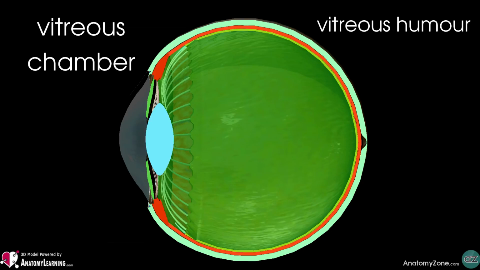So that's an overview of the gross anatomy of the eyeball. In the next tutorial, we'll take a look at the vascular supply.